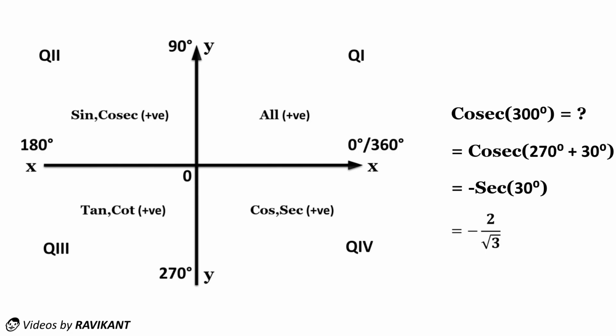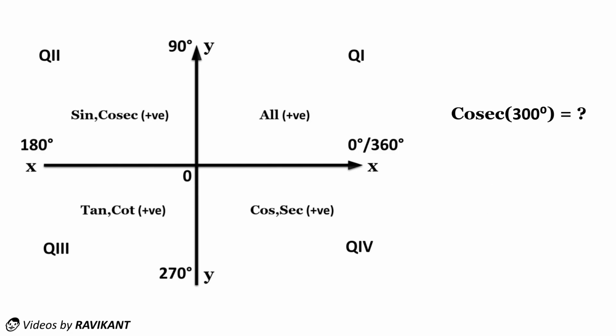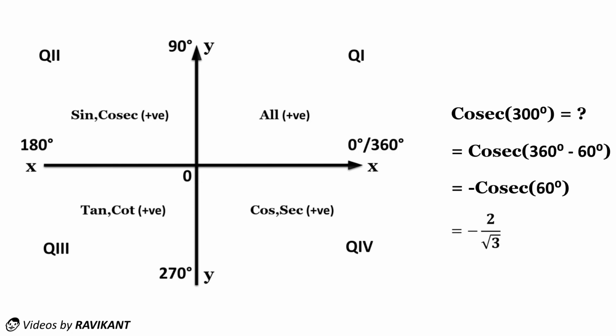Now solve with the different method. If you don't mind, then I can write cosec 300 degree is equals to cosec 360 degree minus 60 degree. Here the angle lies in fourth quadrant, and in this quadrant only cos and sec are positive, so cosec would be negative, and it would remain as it is because the angle is 360 degree minus theta. So cosec 360 degree minus 60 degree is equals to minus cosec 60 degree, and we know cosec 60 degree is equals to 2 by root 3. So finally we have got the value of cosec 300 degree is equals to minus 2 by root 3. Now you can compare both methods, that will always get the same value.